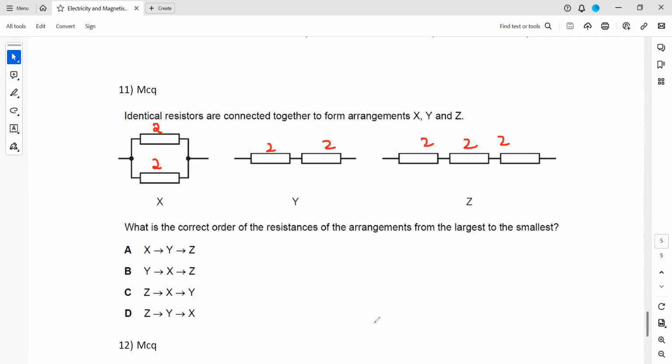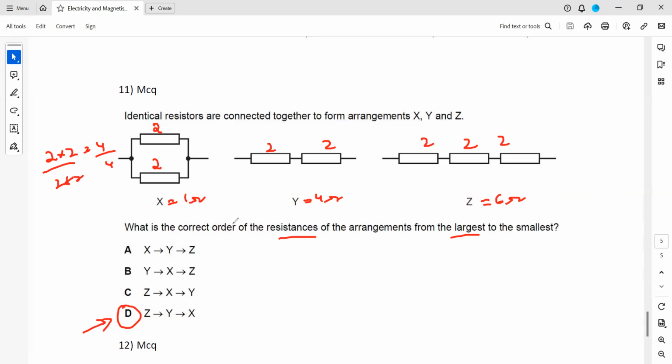So what is the combination of these two? It will be the product divided by the sum. So 2 multiplied by 2 divided by 2 plus 2. So the combination of this one will be 1 ohm. What about the combination of these two, 2 plus 2, which makes 4? And these 3 resistors are connected, so 2 plus 2 plus 2 makes 6 ohm. So what is the order of resistance arranged from largest to smallest? Z, then Y, and then X.